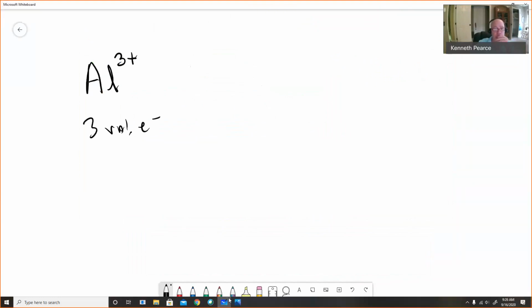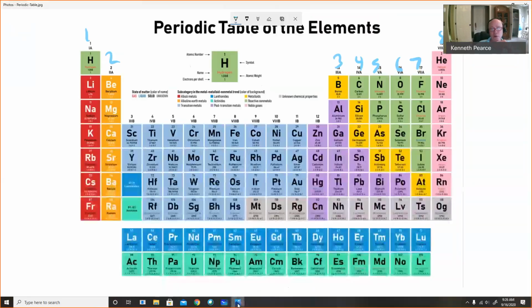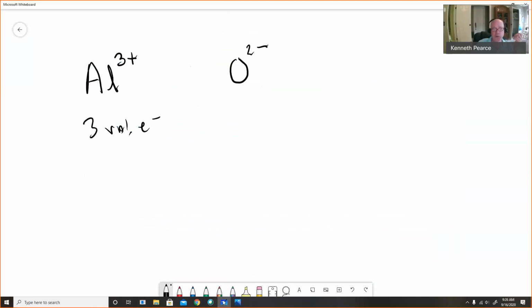Well, how about oxygen? Oxygen has a charge of 2 minus, but if we look on the periodic table, where's oxygen as far as valence electrons? And we go 1, 2, 3, 4, 5, 6, and we see it's in the 6th column. Everything under oxygen and below has a charge of 2 minus, but they have 6 valence electrons. And so we say 6 valence electrons. And we go across and we say, well, how many does sodium have?